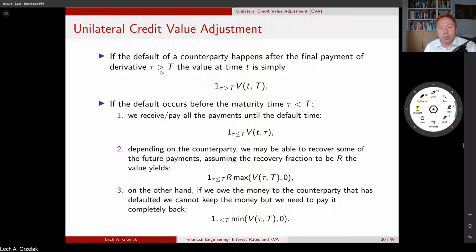So the first case, of course the simplest case, is that imagine the time of default happens after the last payment of the contract. So tau is a stochastic random variable that indicates the time of default, indicates when the default will take place.